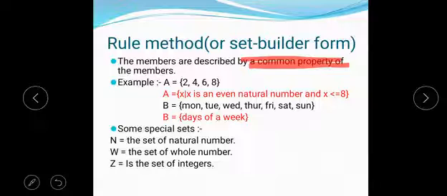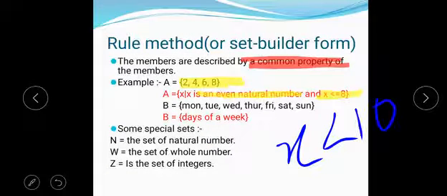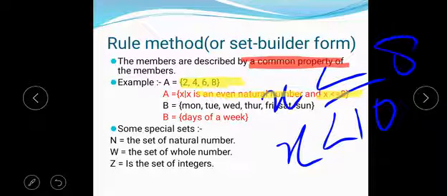A is a set of 2, 4, 6, 8. Here the elements are 2, 4, 6, 8. But in the rule method or the set builder form, we have to represent it by using their common property or stating a property. So 2, 4, 6, 8 are even numbers. So x is an even natural number, where x is less than or equal to 8. Or if you want, you can write x is less than 10, or x is less than or equal to 8. Both are the same thing.